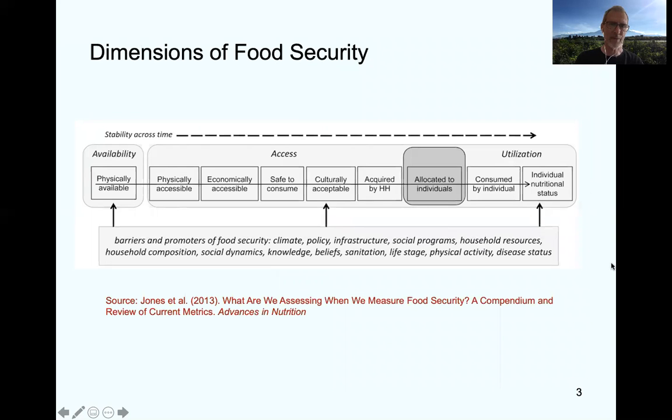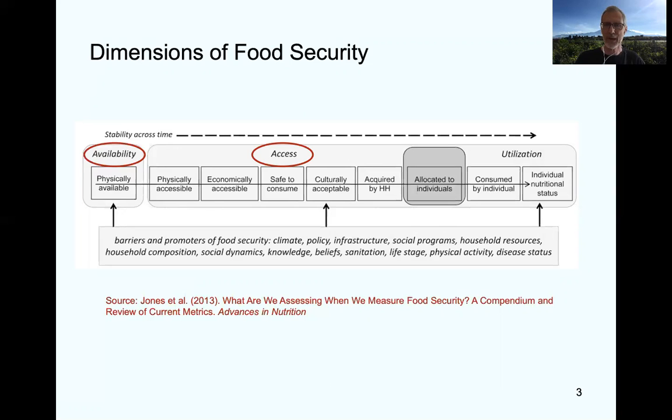So in case it's helpful to have a little bit of a reminder about food security, there are different definitions of food security, but a common one has been proposed by the Food and Agriculture Organization of the UN, and it focuses on four different dimensions. Often the first of these is thought of as availability. Is food physically available? But there are a number of other dimensions that in a sense follow from that, including access, which has multiple different dimensions that you see there, both physically, economically accessible, but also things like culturally acceptable.